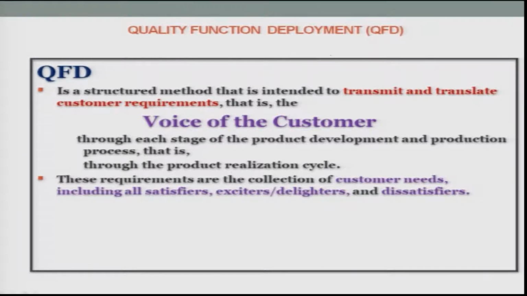Is it related to quality, is it related to cost, is it related to delivery of products right on time, is it related to after sales service, what it is you need to understand. Through each stage of the product development and the production process, the voice of the customer is analyzed.